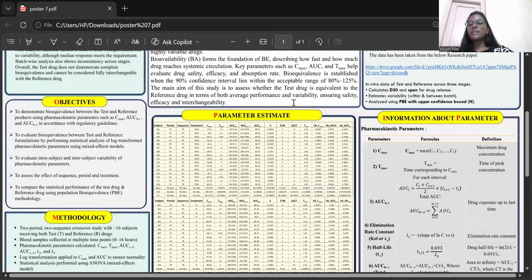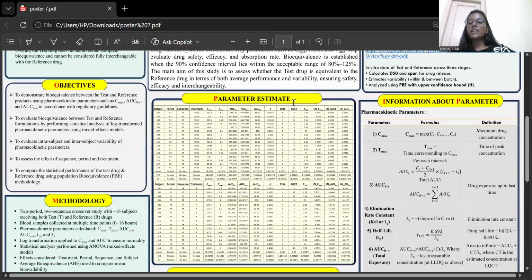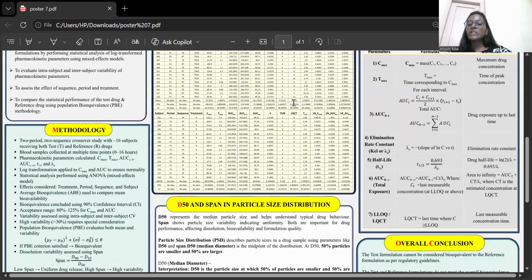Information about the parameters: Cmax is the maximum drug concentration, Tmax is the time at which the concentration is at peak, AUC 0 to T is drug exposure up to the last time. Elimination rate lambda z is the elimination rate constant. Half time, t half, is the drug half life, which is given by the formula given below. AUC 0 to infinity is total exposure, the area to infinity, where till the end time of the lifetime the concentration of the drug in the body is measured. LLQ or LLOQ or LQCT is the last measurable concentration time.